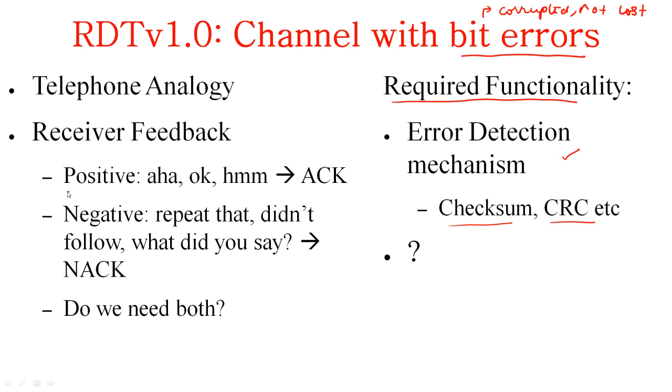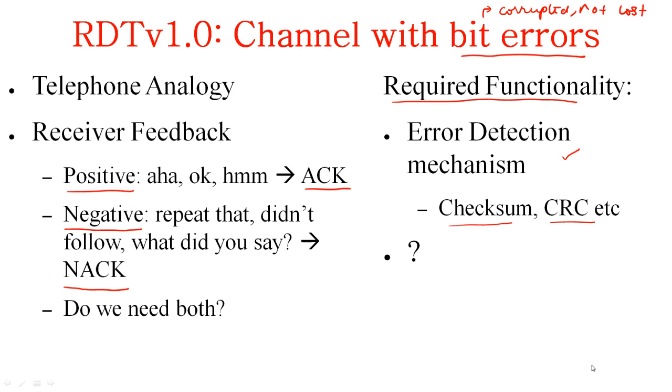Positive feedback. Basically, the receiver says, aha, oho, acha, okay. This is positive feedback in the form of an ACK. There is also negative feedback. In other words, the receiver did not hear what you said properly. He can tell something like, repeat that, I didn't follow, what did you say, and so on. This is negative feedback. So N stands for negative acknowledgement, NAK. This is positive acknowledgement, ACK. Now, do we really need both?